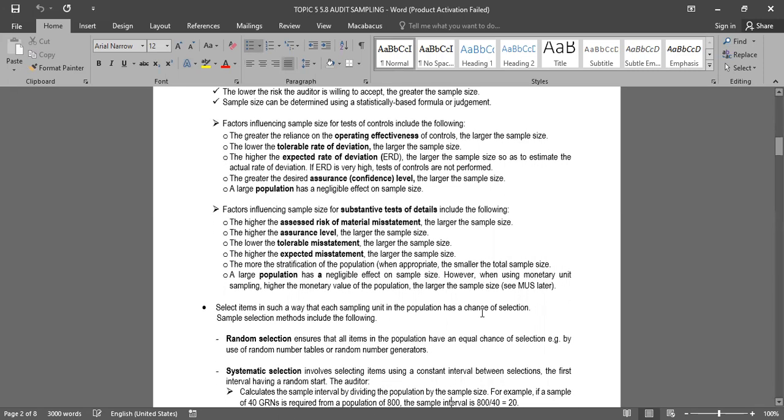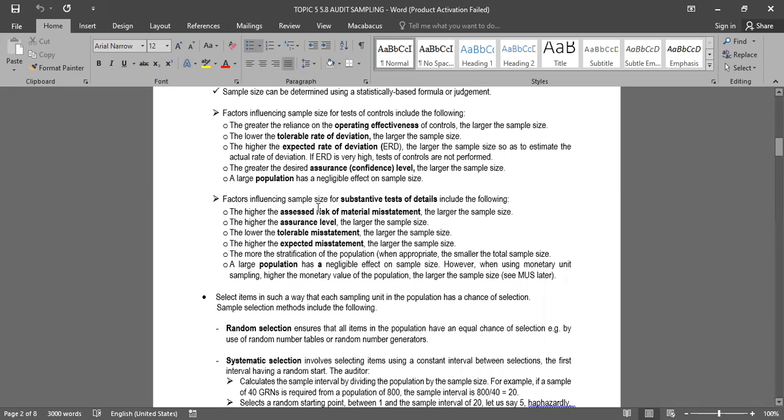Okay, so they wanted to also talk about the factors that may influence sample size for substantive tests, what we call tests of details. Here, one is the assessed risk of material misstatement. Is it high? If it is high, then you want to have a large sample, because a large sample means that you're not going to miss out anything. Chances of you missing out anything are very few. Then the higher the assurance level, as we already talked about.